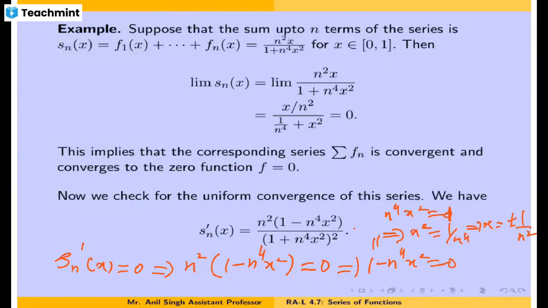I'm not taking the minus part because x has to be in the closed interval [0, 1], so that means x has to be greater than or equal to 0. So the only value that I will take is x equals 1 upon n square. So this is the point where the derivative of the function is 0.